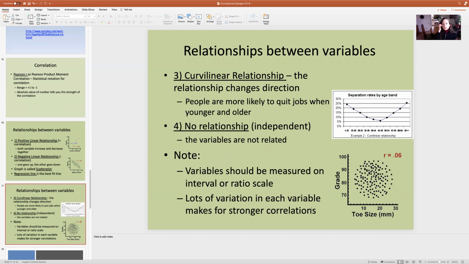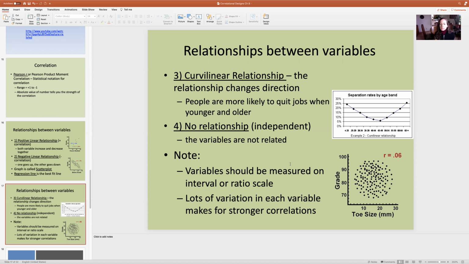Okay, 2 more relationships between variables. Sometimes we can have what's called a curvilinear relationship. Linear refers to line, and curve is just what you think it is. It's a curved line. And that's when the relationship changes direction at some point. What's happening here is these are separation from jobs and ages. What happens with young people is that they're more likely to separate from their job. They're more likely to quit their jobs. But as we get older into 40, 45, people are very stable. They're much less likely to quit their jobs. But as they get older even more, they again become more likely to quit their jobs. And so that's the curvilinear relationship there.